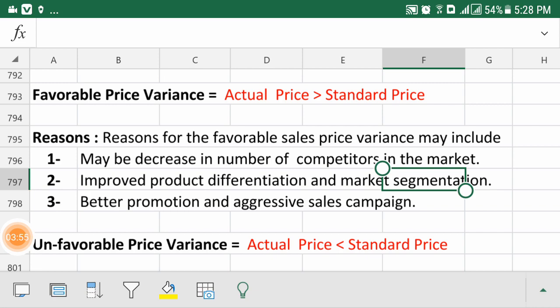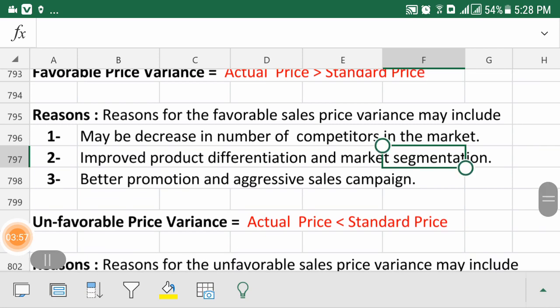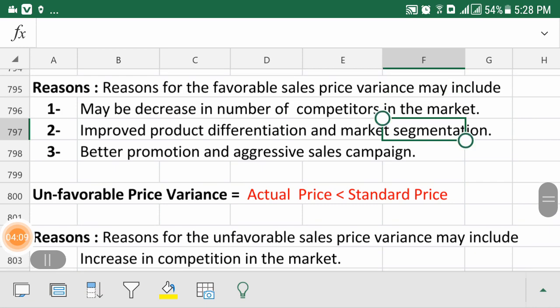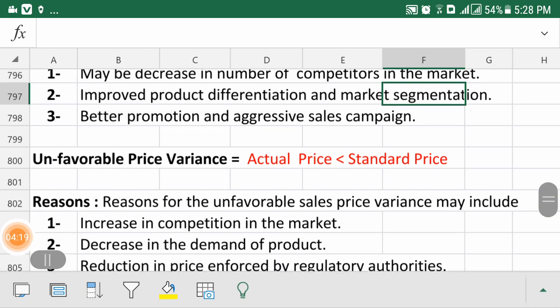And a reduction in price enforced by regulatory authorities. Next, quantity or sales volume variance. The sales volume variance is the measure of change in profit or contribution margin as a result of the difference between the actual and budgeted sales quantity.